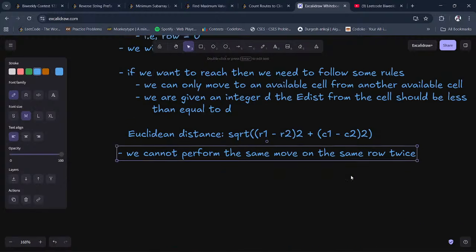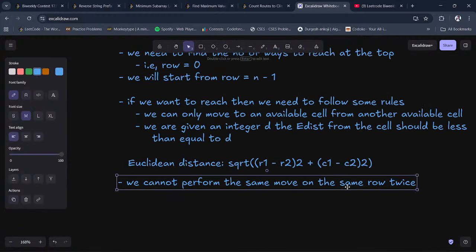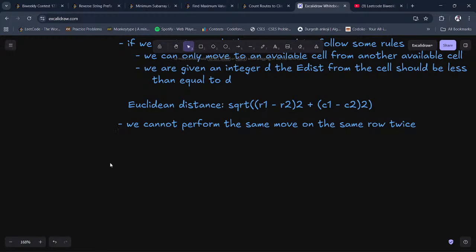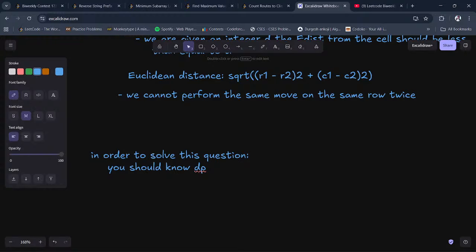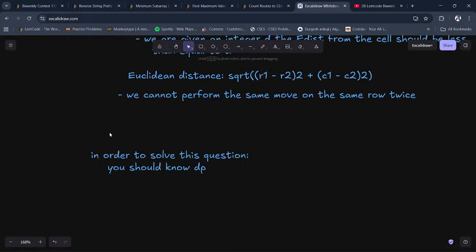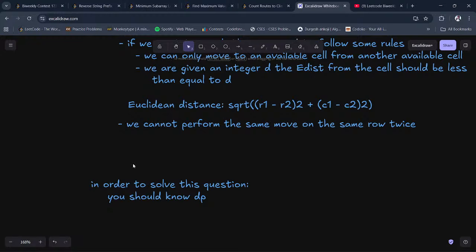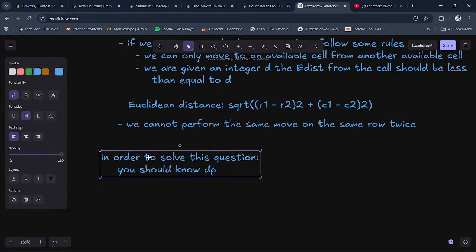Seeing these things makes the question look very hard, but the formula is just basic maths and some DP. In order to solve this question, you should know DP. If you don't know DP, it will be a bit difficult to understand. If you know some basic DP, you can solve it. So how will you solve this question?